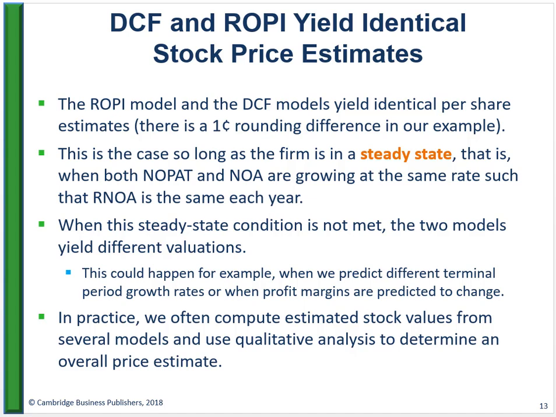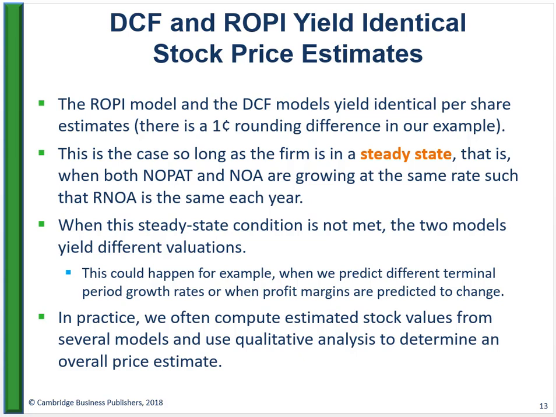Slide 13 here talks about a few of the differences between a discounted cash flow model and a ROPI model. In this instance, they yield identical stock price estimates, and our authors give us an example of when we can expect that to hold. You know, the ROPI model and the DCF models are close here, and that will hold in a steady state environment. That is when both net operating profit after tax and net operating assets are growing at the same rate, such that the residual net operating assets is the same every year.